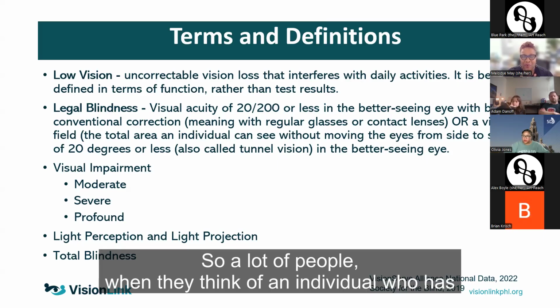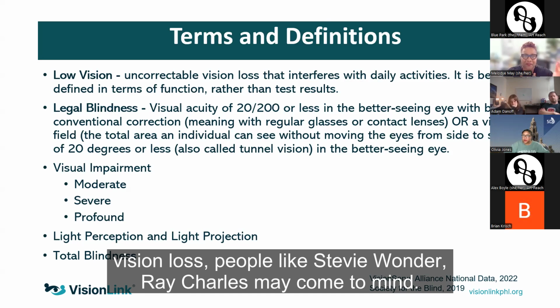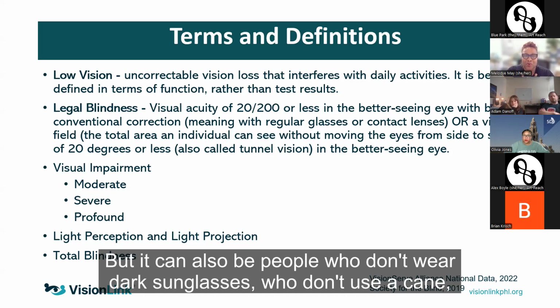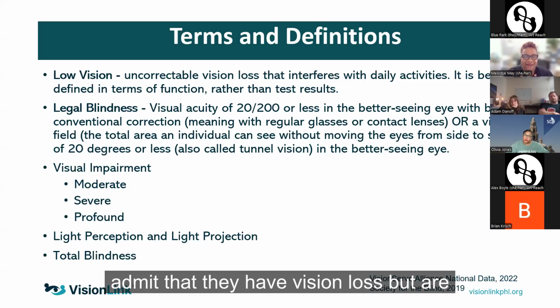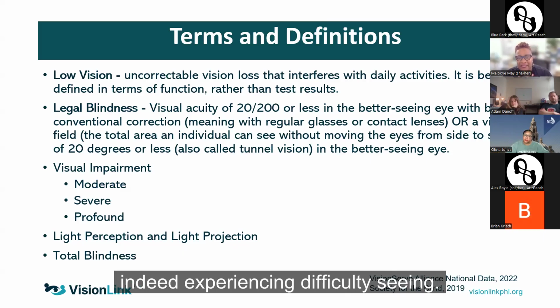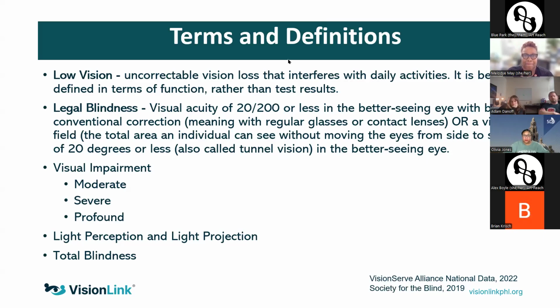So, a lot of people, when they think of an individual who has vision loss, think of people like Stevie Wonder or Ray Charles. But it can also be people who don't wear dark sunglasses, who don't use a cane, people who shuffle their feet when they walk or look down, or people who don't admit that they have vision loss but are indeed experiencing difficulty seeing.